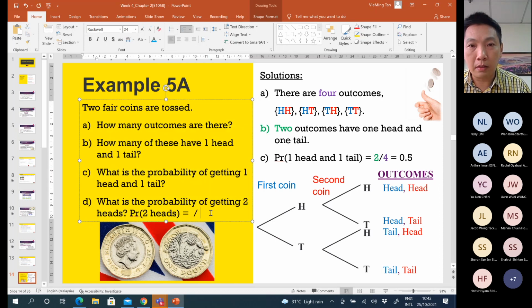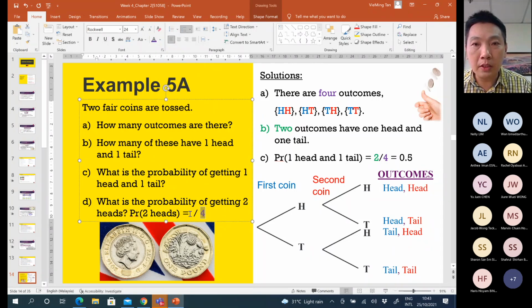So that means the denominator is always equal to 4, because there are 2 coins. So it should be 4 possible outcomes. Without considering whether it's head or tail, altogether 4 possible outcomes. So we substitute 4 into the denominator.